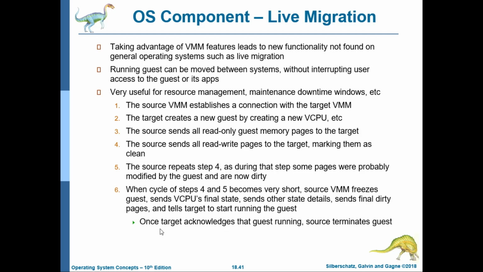When the cycles of steps 4 and 5 become very short, the source VMM freezes the guest, sends the vCPU's final state, sends other state details, sends the final dirty pages, and tells the target to start running the guest. Once the target acknowledges that the guest is running, the source terminates the guest.